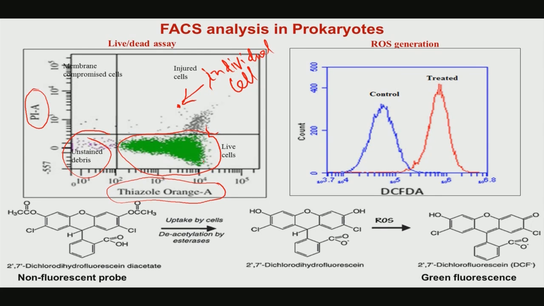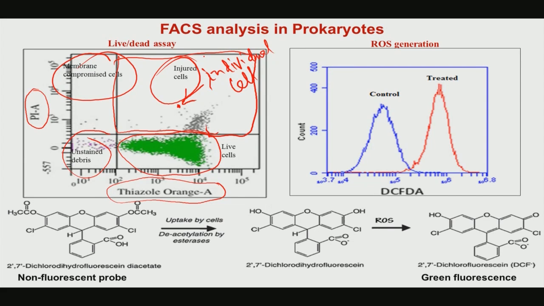In this particular quadrant you have these injured cells, and this is a kind of membrane compromised cells. So, from this example, if so many of these green dots are there, that means close to 90% or more cells are live bacteria. The rest of them are either injured, unstained debris, or membrane compromised cells.